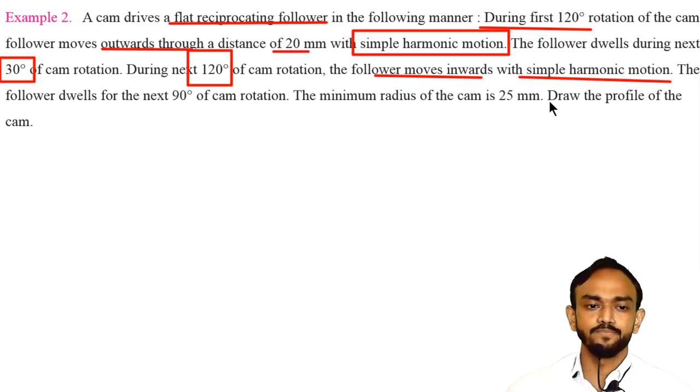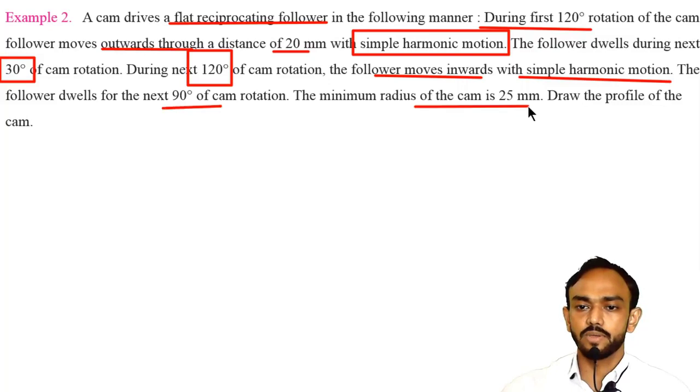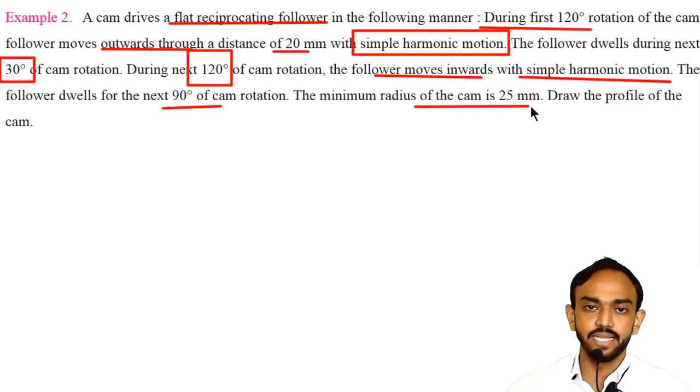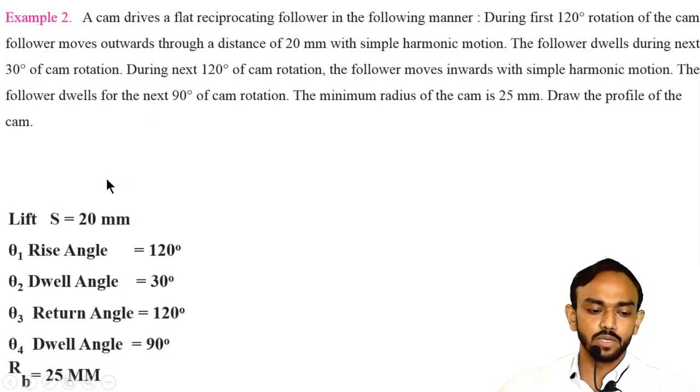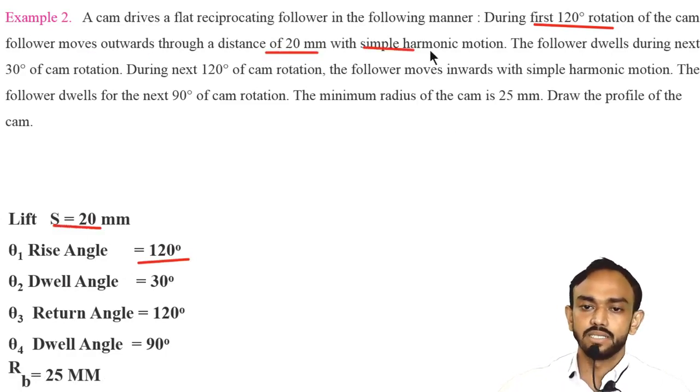The follower dwells for the next 90 degrees and the minimum radius of cam is 25. So the base radius or minimum radius is given as 25. Draw the profile of the cam. You can check the given data we have obtained. First, 120 degrees is theta 1. After that, the distance is the rise or lift with simple harmonic motion, and dwell for the next 30 means theta 2 is 30.